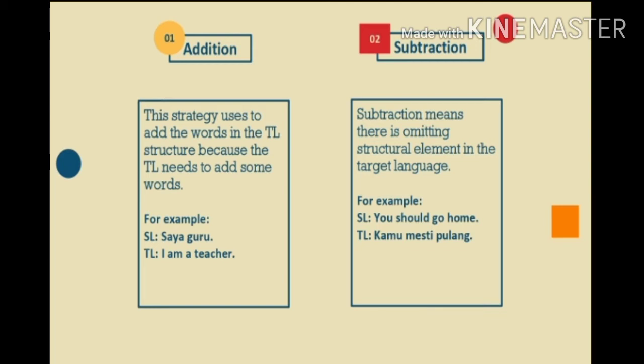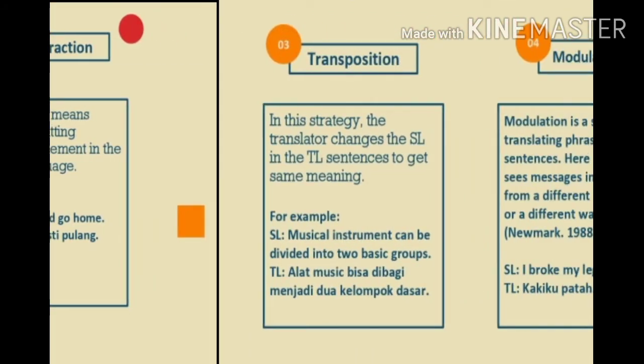The second is subtraction. Subtraction, or in Bahasa we call this pengurangan. Subtraction means there is an omitted structural element in the target language. For example, source language: you should go home. Target language: kamu mesti pulang. In the example here, the structural element, the verb go, is omitted.